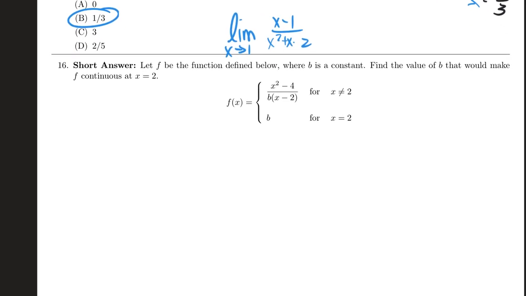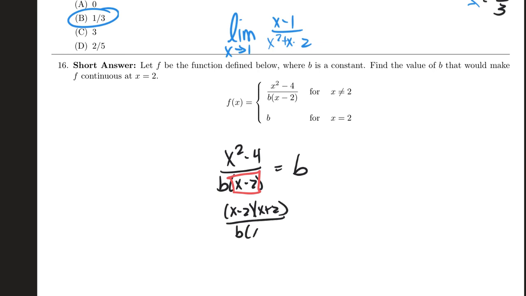And 16, kind of tedious. We've been doing the same thing. We set these things equal. This thing is happening when b equals 2. I can't plug in 2 right away because of this. So what I had to do is simplify first. That allows me to cancel.